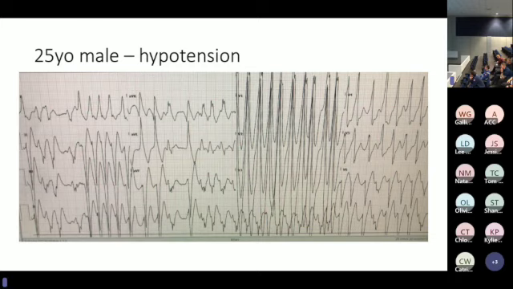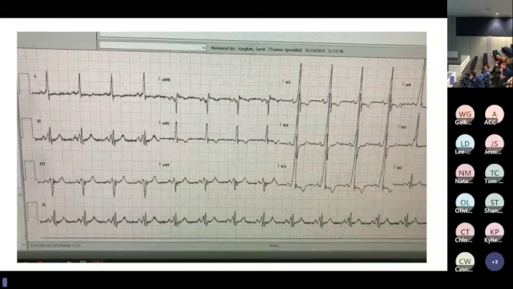Yeah, exactly. So this is the patient's ECG after they were shocked. So anyone want to, Angus, you've got the mic.